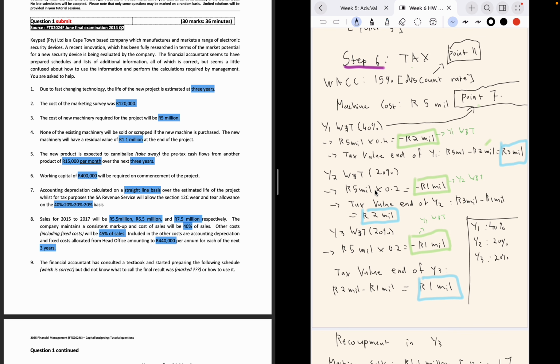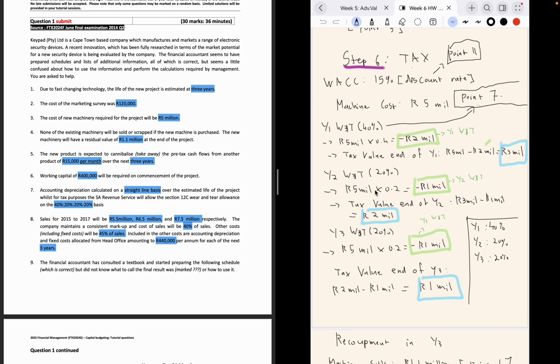So after year one, 5 million, or I guess in year one, we're not in year zero, we're in year one now. So 5 million times 0.4, so we subtract negative 2 million. So at the end of the year, the tax value is 3 million. For year two, 5 million times 0.2 is negative 1 million. That's what we can subtract.